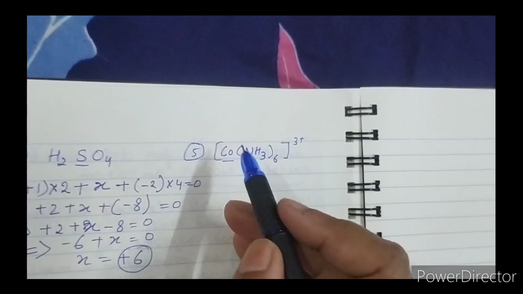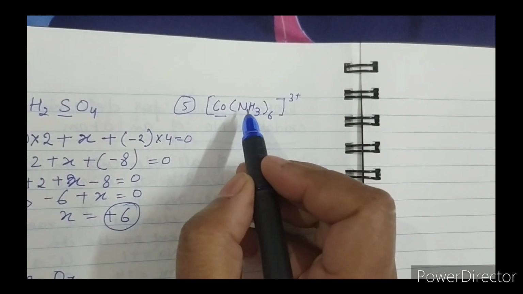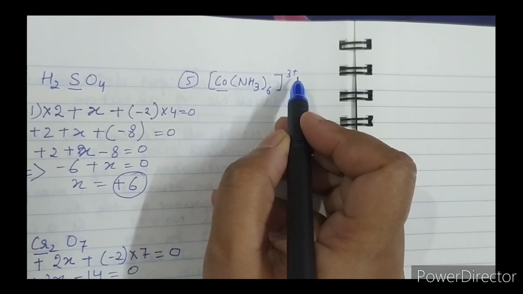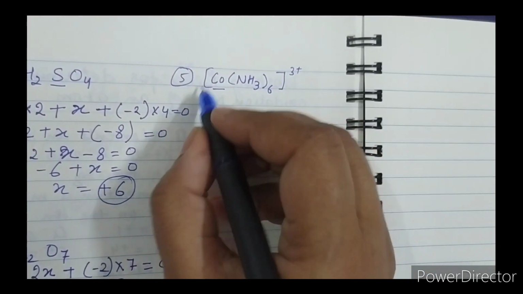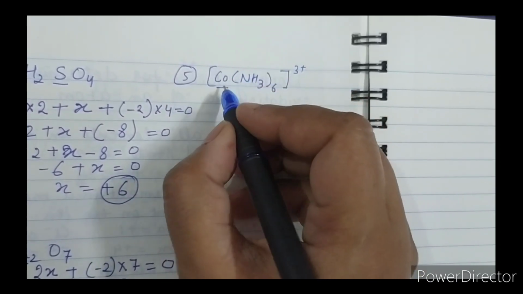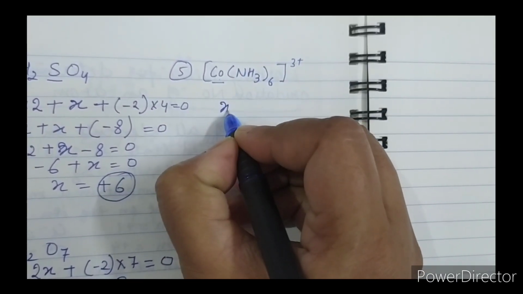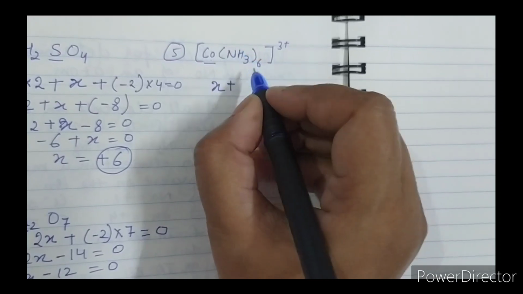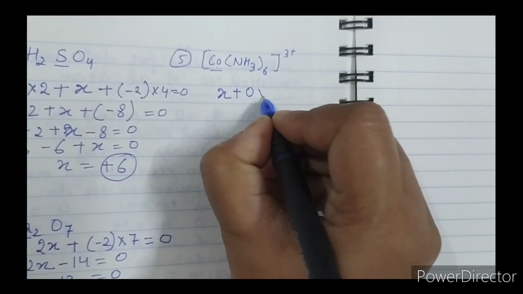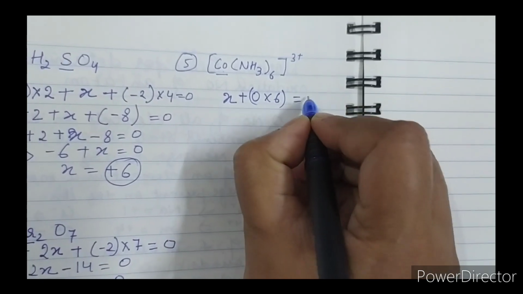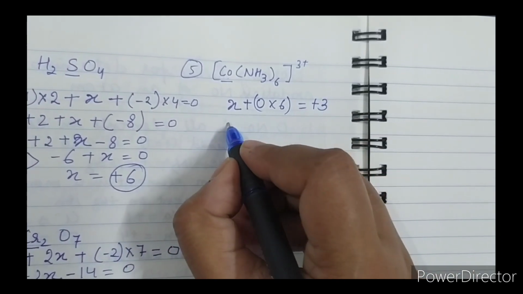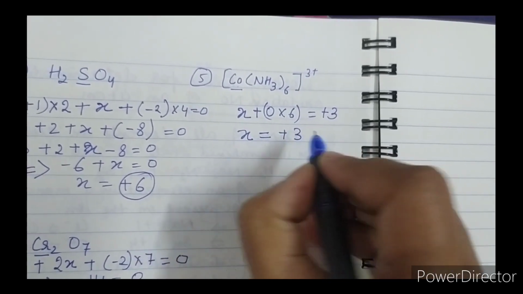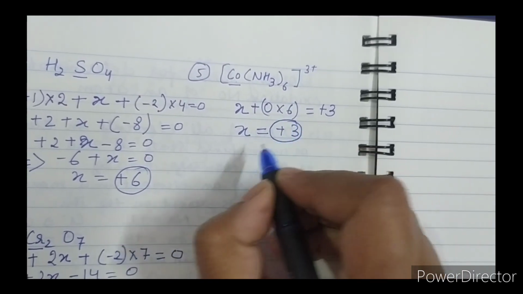Now next we come to a complex ion, cobalt and ammonia. Ammonia is written in brackets, and there are 6 molecules of ammonia here, and the 3 positive charge is present on the ion. So how will we calculate the oxidation number of cobalt in this complex ion? Again we take the cobalt oxidation number as X, plus ammonia is a molecule, so its oxidation number will be 0. So we write X + 0 × 6 = +3. 6 zeros are 0 obviously, so X is equal to +3. So the oxidation number of cobalt is +3.